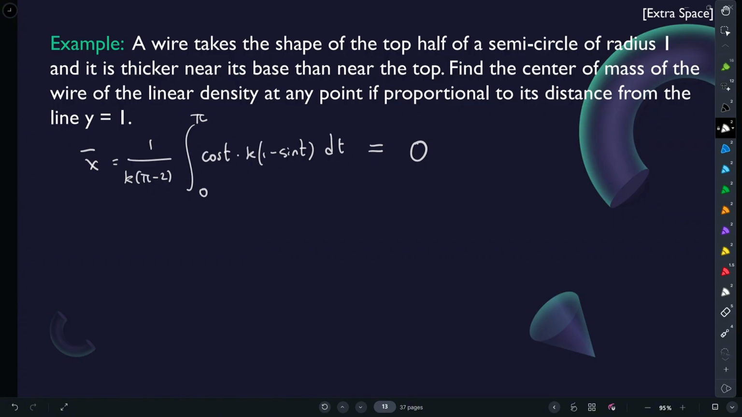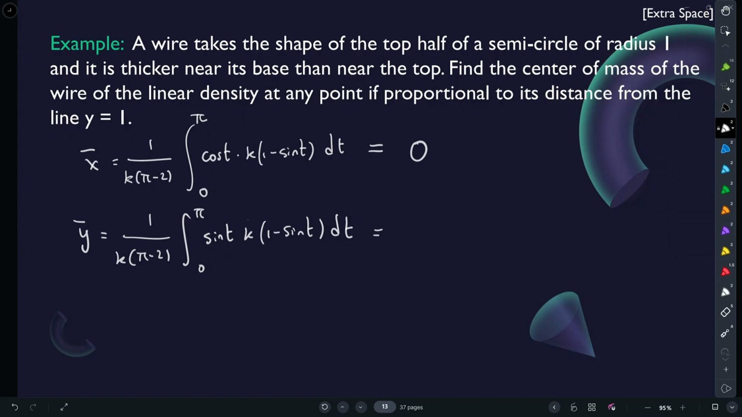Let's do, though, the y coordinate. So the y coordinate will be, again, 1 over the mass, k times pi minus 2, integral from 0 to pi. Now it's y times density. Y is sine of t times k, 1 minus sine of t, dt. There's a times 1 there that I'm not writing because the length of the tangent vector is still 1.